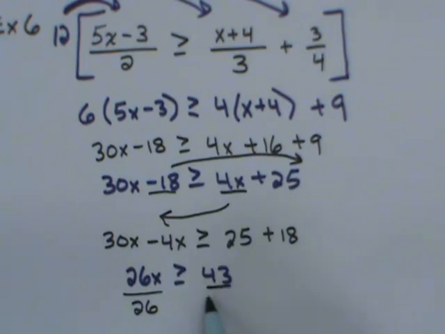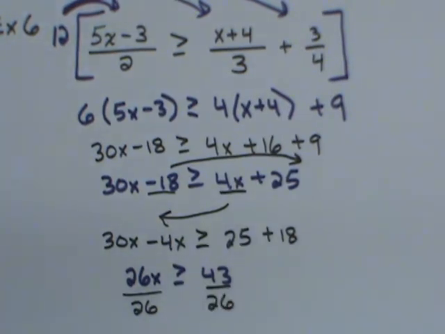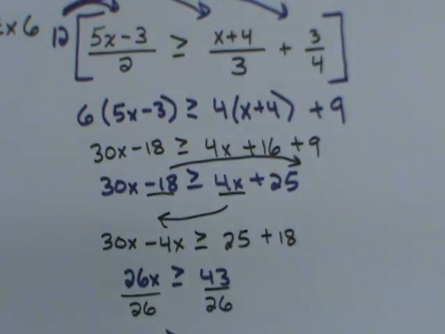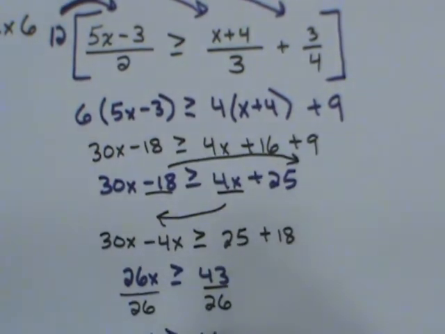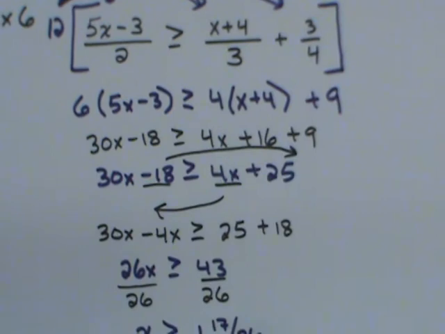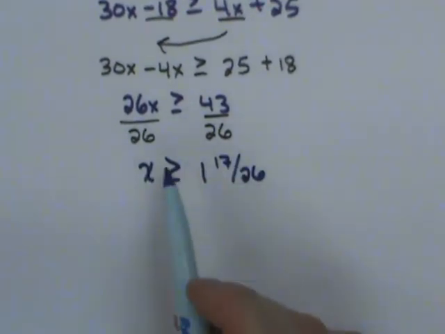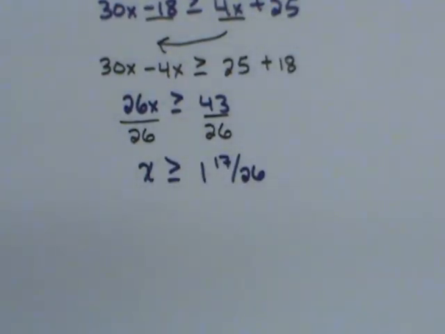As you divide by 26, you get x is greater than or equal to 1 and 17/26. Don't be afraid to get weird numbers. You know, this is a strange number, but you're using your calculators. It shouldn't be anything you worry about.